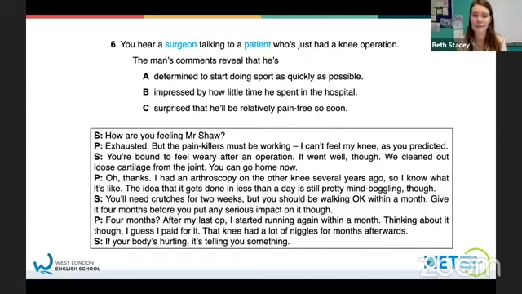Let's look at 6. So we have a surgeon talking to a patient, and the man's comments, so the patient's comments, reveal what? And just like that question we had earlier about feeling, here we've got how he's feeling. Is he determined? Is he impressed? Is he surprised? And we've got to take into account the other half of the answer option. So determined to do sport quickly, impressed by the little time he spent in hospital, or surprised that he'll be pain-free.